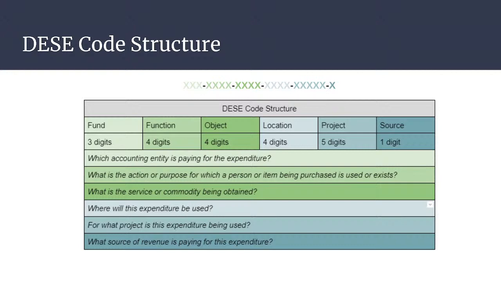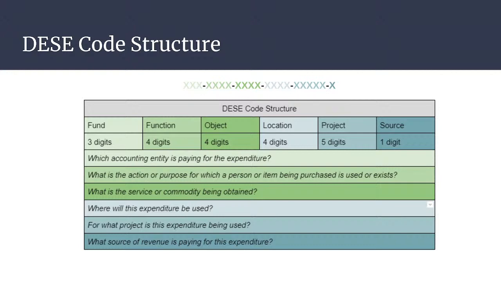The accounts code structure is broken down into fund, function, object, building, project, and source. There is a question with each segment that allows for guidance on selecting the appropriate accounting code. For fund, which accounting entity is paying for this expenditure? DESE has 4 funds outlined: general incidental, teacher, debt service, and capital projects.